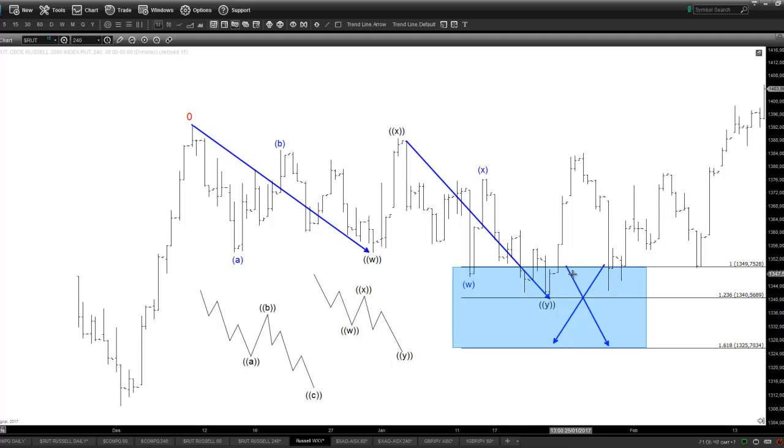Okay, so I hope that this video is making it clear why sometimes we label it as a WXY, why sometimes we label it as an ABC. It all depends on what the subdivision is telling us.